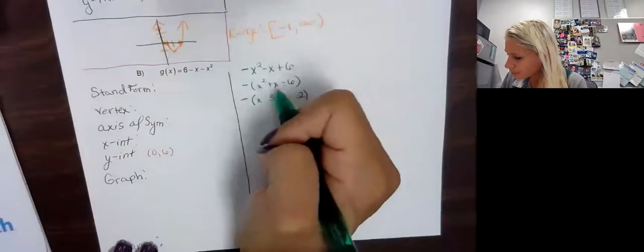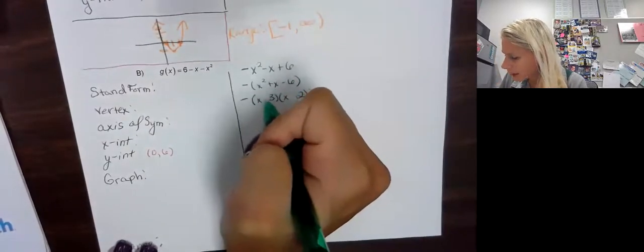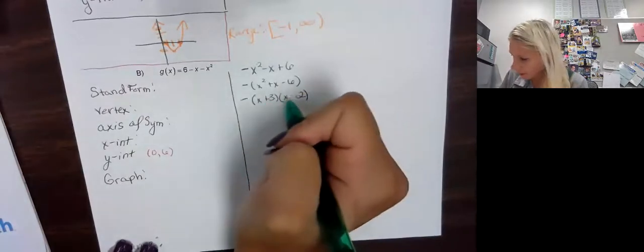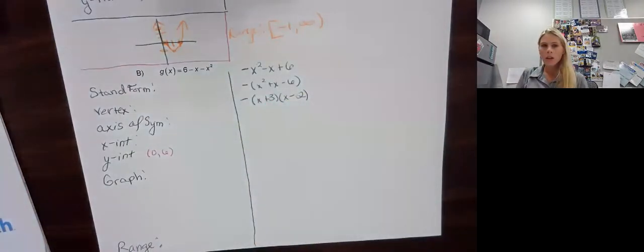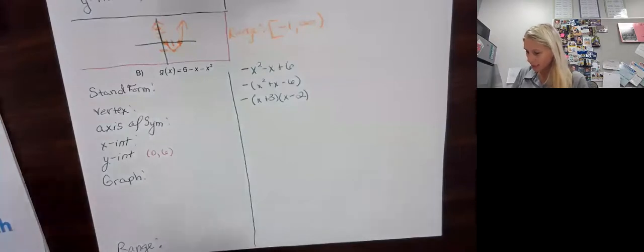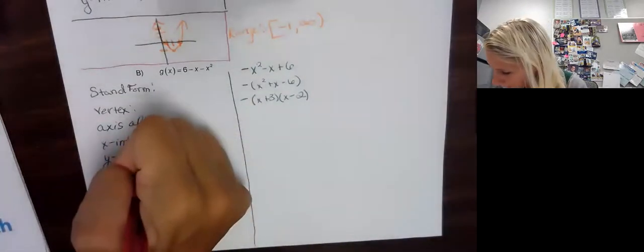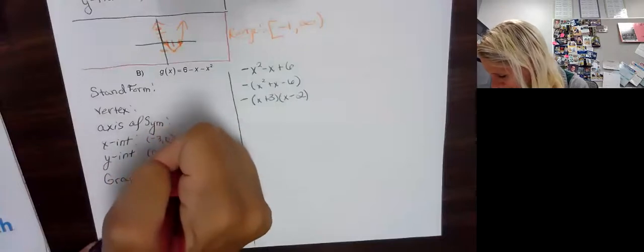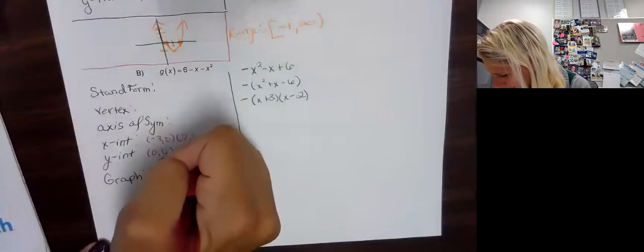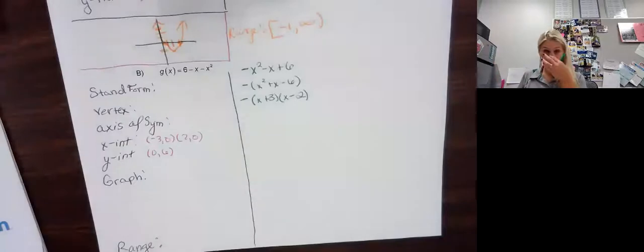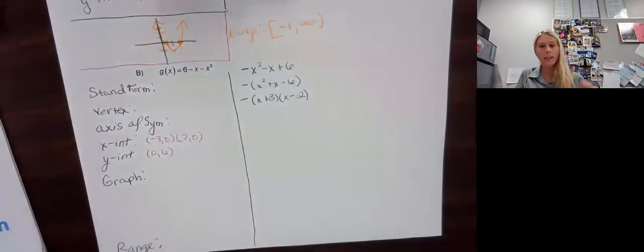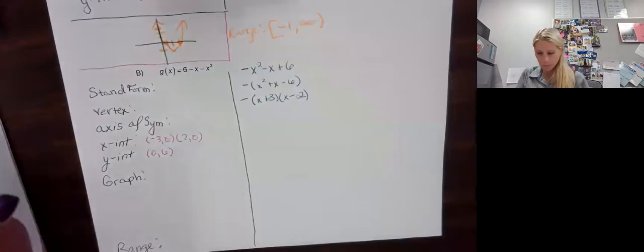And then since the x is positive 1, we have a positive 3, negative 2. So that makes our x-intercepts -3, 0, and 2, 0. Awesome. I mean, you could start labeling that on your graph if you choose so, but that's up to you.